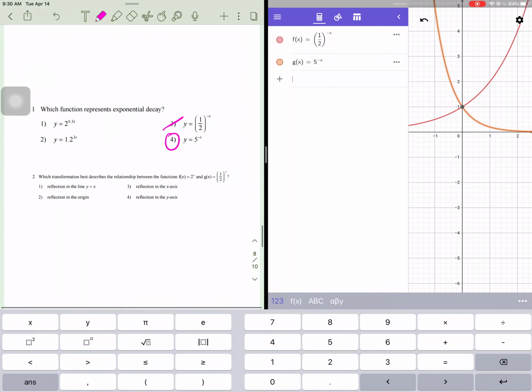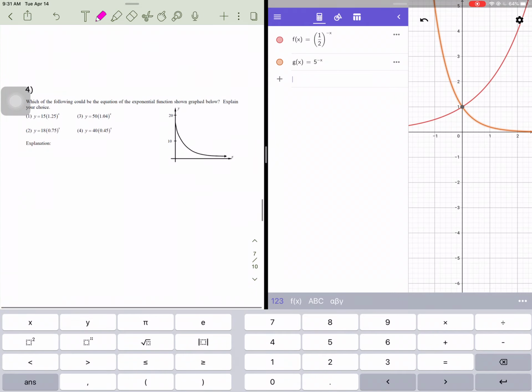Cool. All right, I think that was good. So hopefully you have a good idea about what's going on. And there you go.